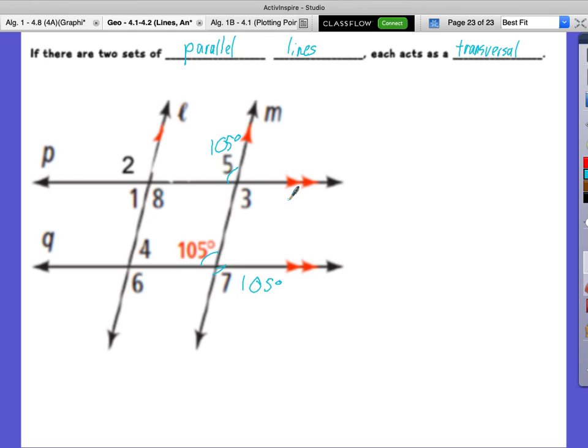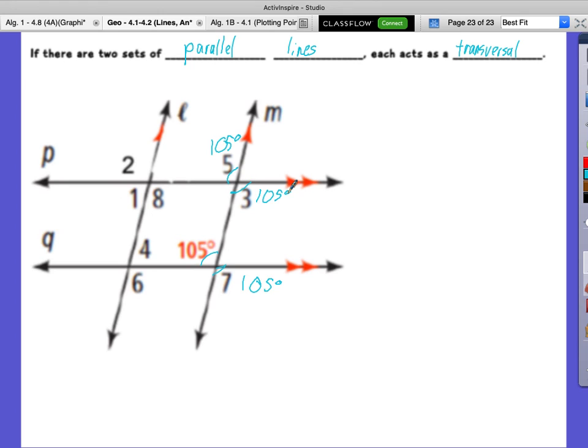Can we figure out another angle there? 3. How can we figure out 3? They are vertical with 5. Is there another way we can figure out 3? What is it with our given? 7 and 3 are corresponding. Okay, 7 and 3 are corresponding. And what's it with our given? Alternate interior. So all of those three ways tell us, hey, 3 is 105 degrees as well. Okay, boom, we got 3 of these angles knocked out.